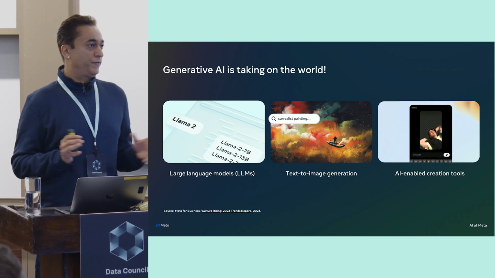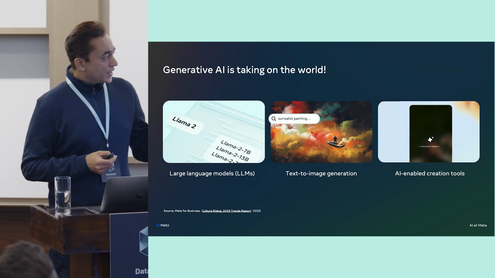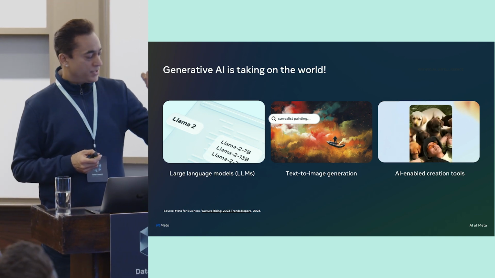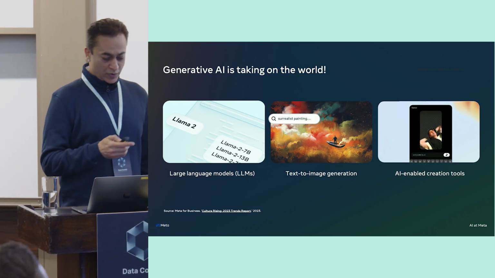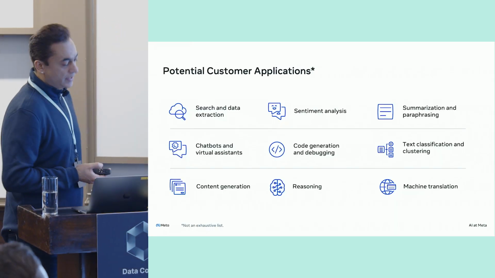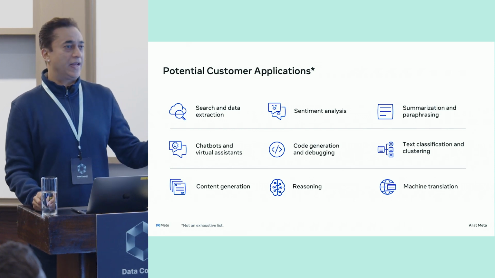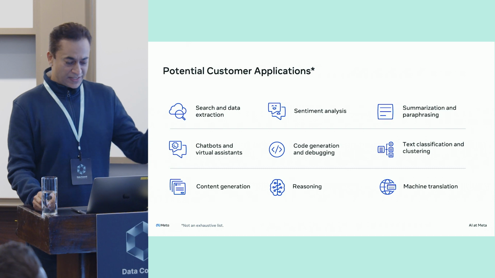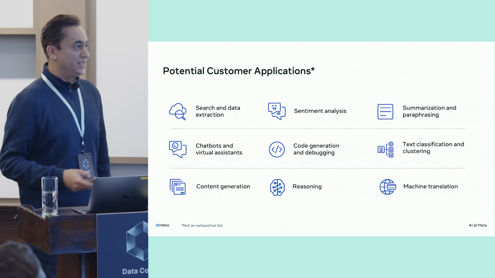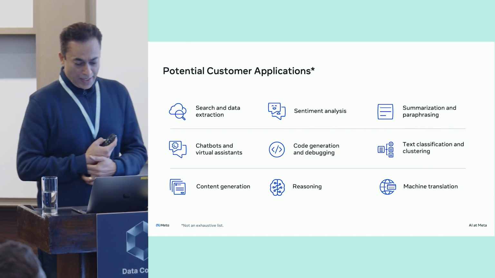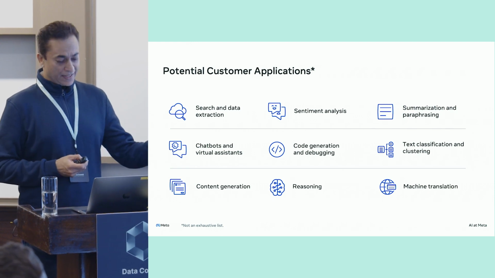There's no doubt that the future of generative AI is super bright, right? Starting with large language models, text-to-image generation, and now AI-enabled tools are being created, and we'll go into more details around that. But at a high level, these are the most popular generative AI use cases: summarization for large documentation, sentiment analysis, content generation, chatbots, and virtual assistants. And there's no doubt generative AI will be the most important technology over the next decade.